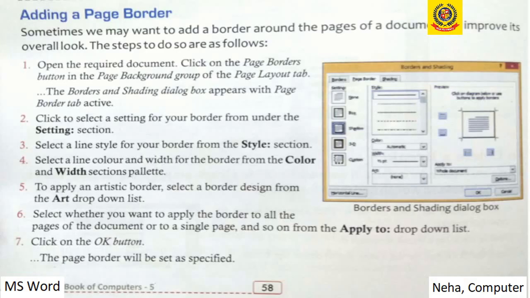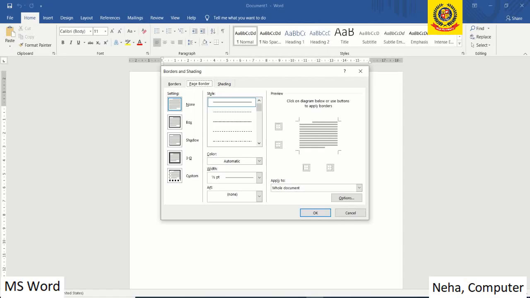Next, we can add a page border. To make our document look more attractive, we can add page borders, and for this we can click on the Page Layout tab and the Borders and Shading dialog box appears, and we can change the style, color, width, and we can have some predefined border design inside the Art column, and we have to apply it by clicking the OK button. It would appear something like this.